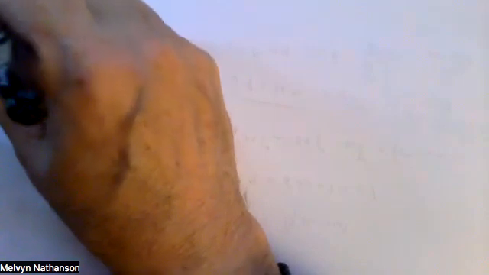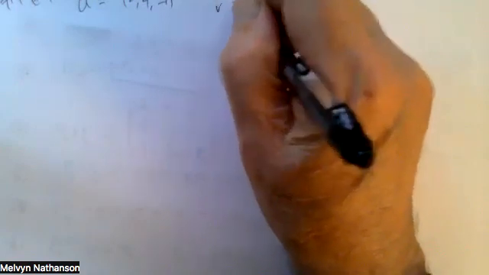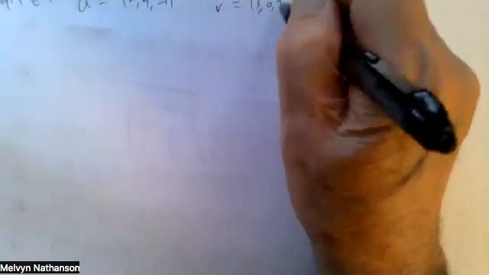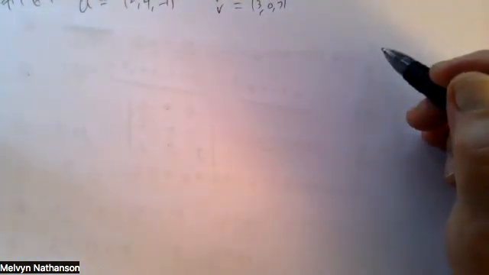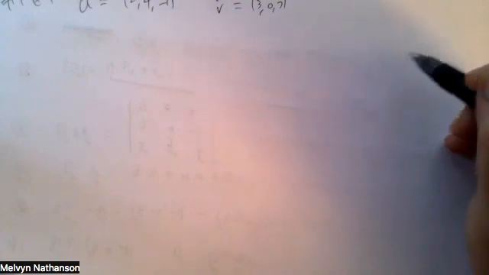Let's look at the other parts. So this is still part F. We have U is the vector 2, 4, minus 1. V is the vector 3, 0, 7. And we want to find the projection of U onto V.